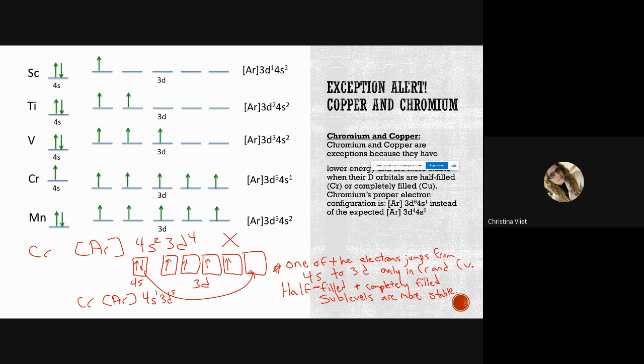CR and CU. To be clear, this is because completely filled and half filled sublevels are more stable. So this happens with chromium. It also happens with copper. Those are the two. They're one away from 5 and one away from 10.